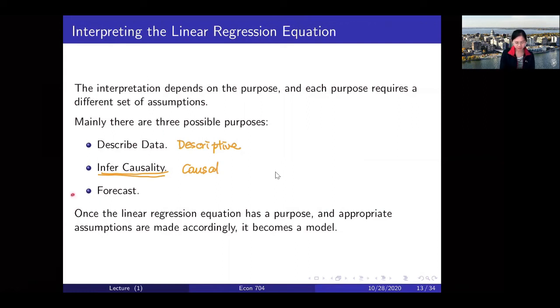And there is a third purpose of using the linear regression equation, which is to do forecasting. So you can write down a linear model and estimate the coefficients and use the linear function of x with the estimated coefficients on the right-hand side to forecast future values of y. So that's a different purpose, again, than the descriptive and the causal purpose.